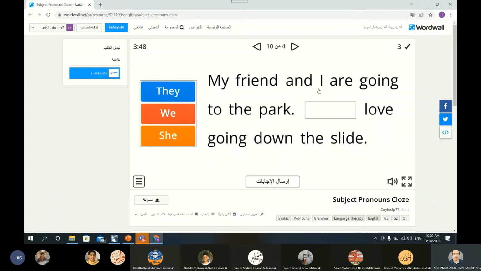Here is another sentence. My friend and I, plural. My friends and I are going to the park. We. Stop. New sentence. We love going down the slide. Because it's new, use a subject. Good. And I think you know what is the meaning of slide. But by the way, what is the meaning of slide here in Bahrain?